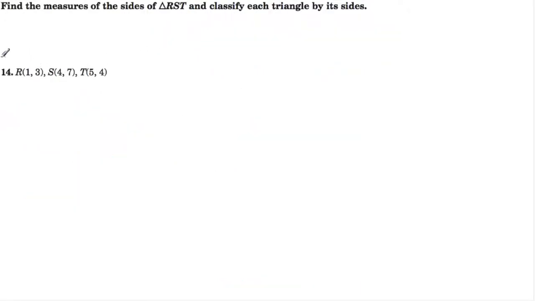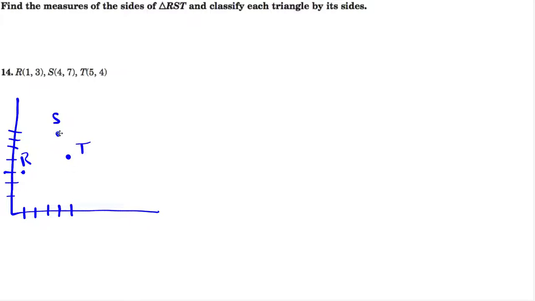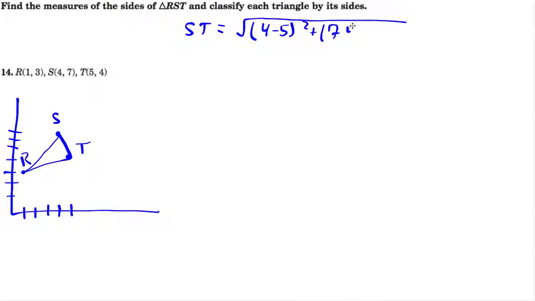We can do the same procedure here for 14. So 14, if I graph these points first, so R is at 1, 3. There's R. S is at 4, 7. And then T is at 5, 4. Fortunately, we have to use the distance formula for all of these. So let's start with ST. ST is going to be equal to the square root of 4 minus 5 squared plus 7 minus 4 squared, which is equal to 1 plus 9. So ST is equal to the square root of 10.